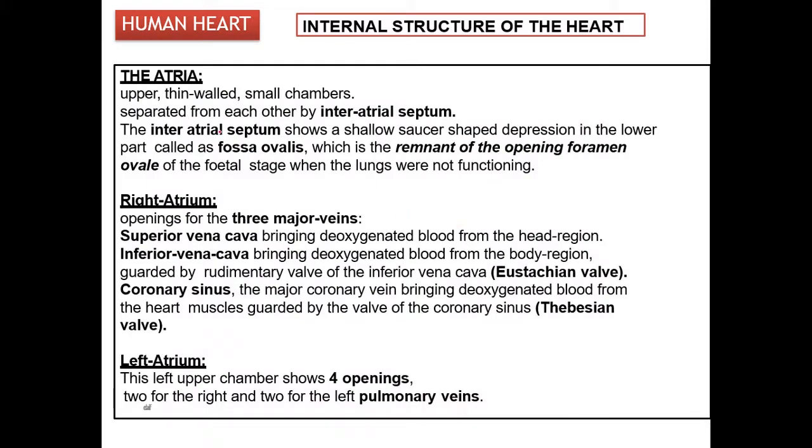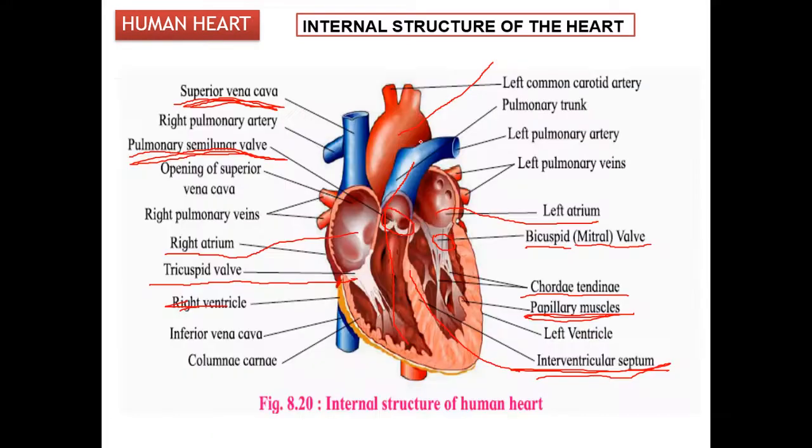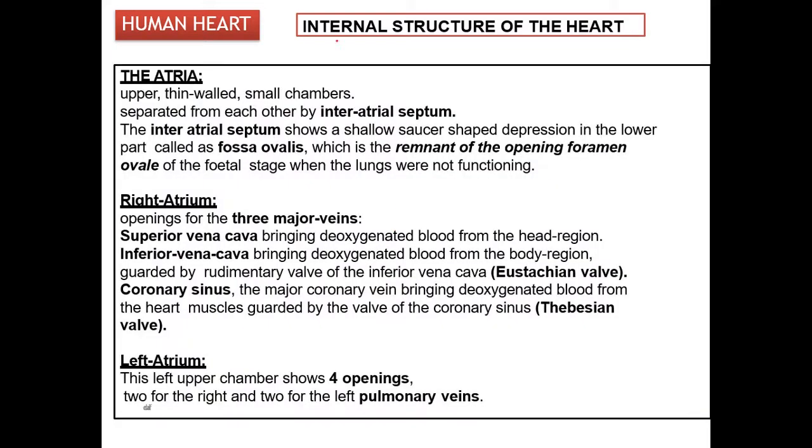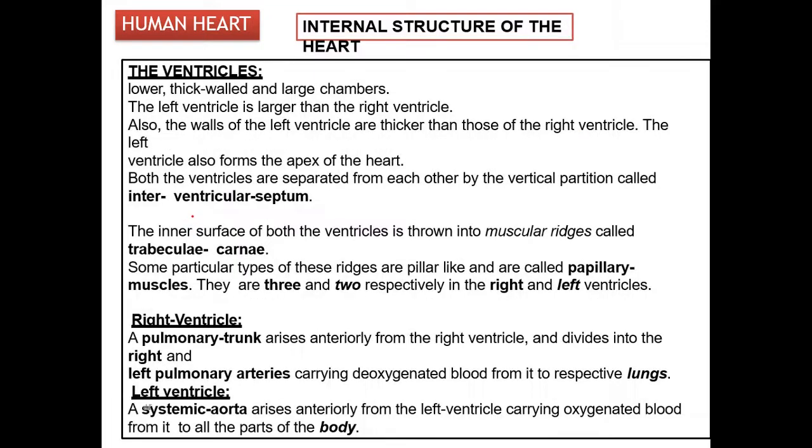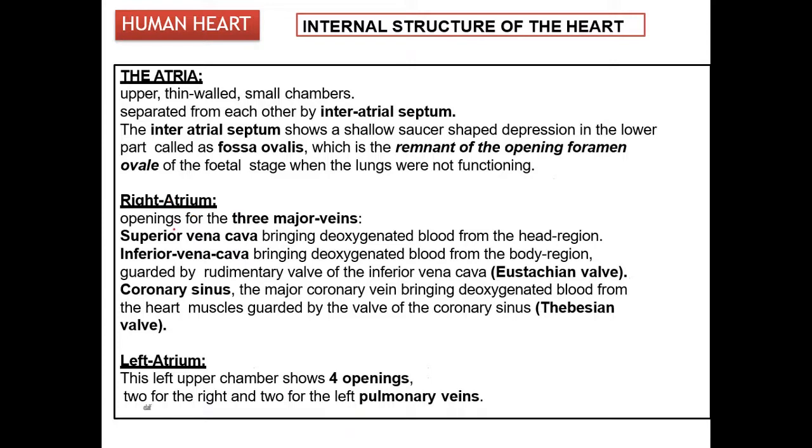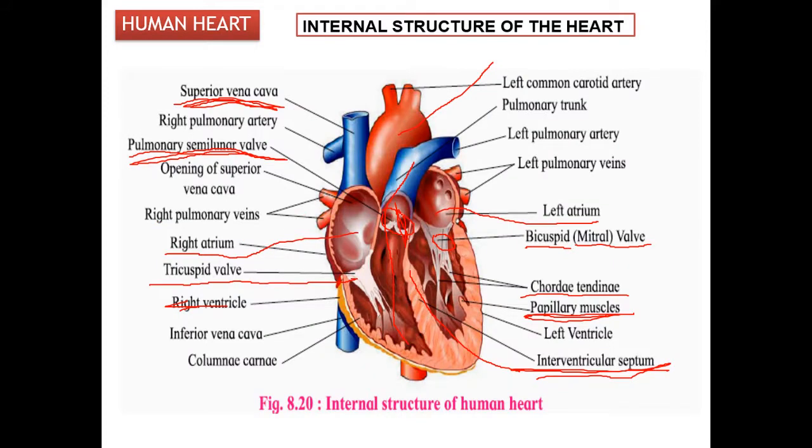The interatrial septum is present just behind the pulmonary trunk, and it separates the two atria so the blood does not mix. In the right atrium, you can see openings for three major veins. The right atrium carries three openings.